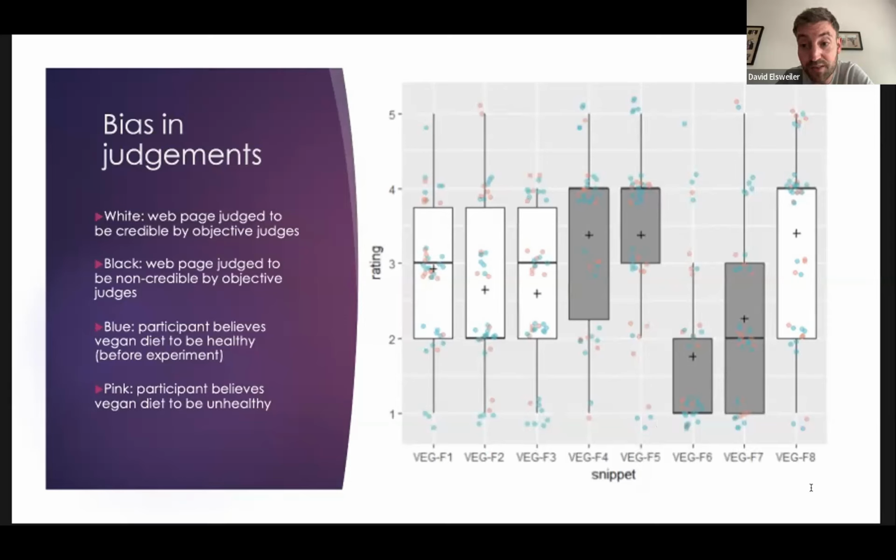for confirmation bias. The blue and the pink dots represent the stances pre-task of the different participants. If there was a confirmation bias effect going on, you would expect to see the blue dots clustering together and the pink dots clustering together. And what you see is that they're scattered all over the place regardless. So it seems that people were trying really hard to judge the credibility of the results as objectively as possible. But what's also clear is that they're simply not very good at this. The participants were neither accurate nor reliable.